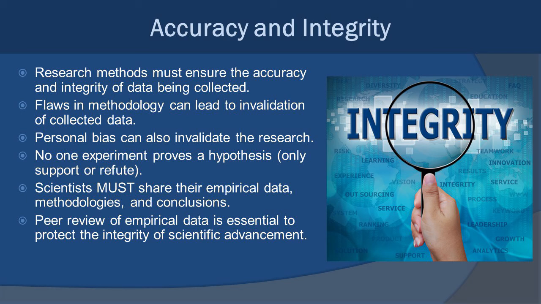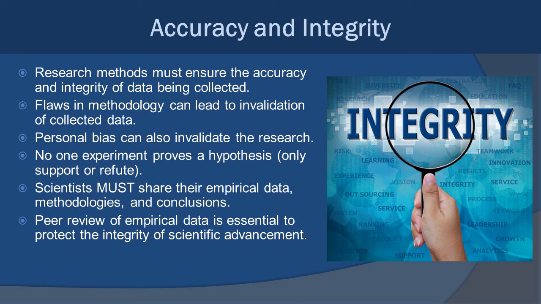Now from accuracy, we're going to talk a little bit about integrity, right? Research methods must ensure the accuracy and integrity of the data being collected. Flaws in the methodology can lead to invalidation of that collected data, which means it's not really reliable. You also have to be careful about personal bias and making sure that doesn't invalidate the research as well. No one experiment proves a hypothesis, only supports or refutes it. And this is really important. We need to run experiments over and over and over again.